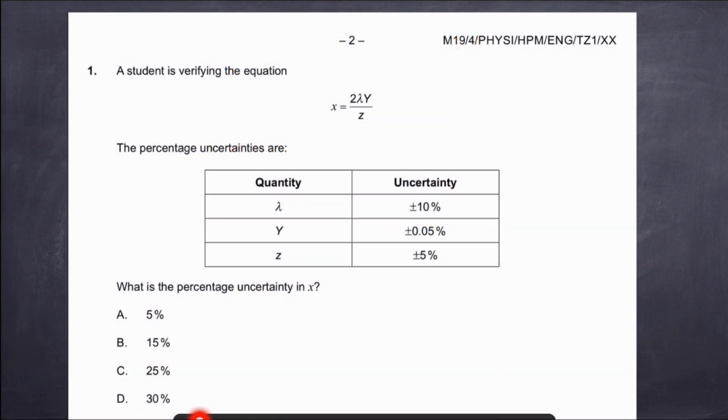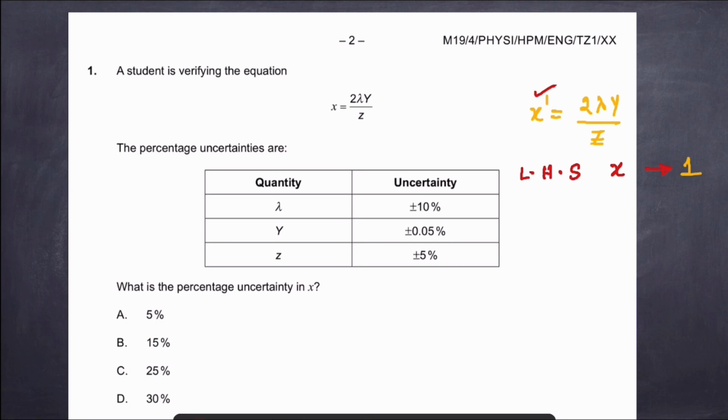Proceeding to the next question, this also came in your IB examination. x is equal to 2 lambda y by z. We need to find the percentage uncertainty in x, and the uncertainties in the variables lambda, y and z are given in the question. First identify the variables on the left hand side of the equation. The variable is x, and the power of x is 1.